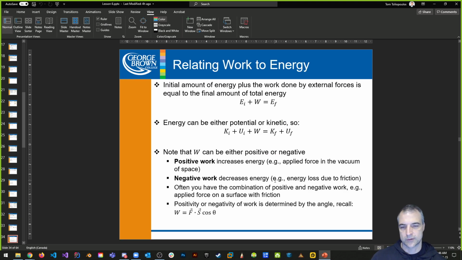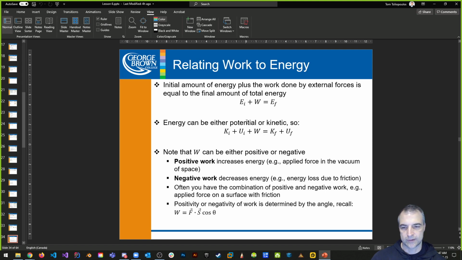So here's how we can relate work to energy. We can say that energy initial plus work is equal to energy final. That's pretty simple. And energy can either be potential or kinetic, and potential energy, by the way, is a U. So kinetic energy plus potential energy plus work, because energy itself can either be potential or kinetic. We've just broken E initial, which is energy initial, into kinetic energy initial plus potential energy initial. That's all we've done here.